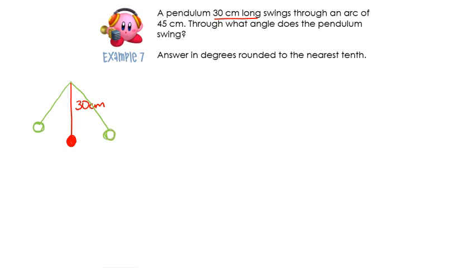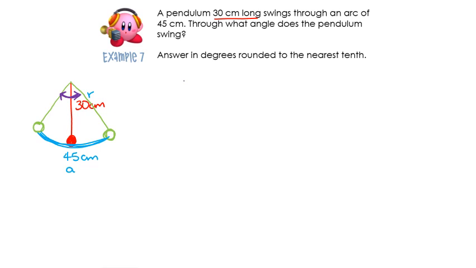So the arc that's going to be traced out by that pendulum is going to be this blue line. This represents that outer edge of that circle. So let's say that that is 45 centimeters. If this is going to be the arc length, we can treat the 30 centimeters as our radius. Now what we're trying to find is the angle that's in between the furthest it swings on the right and the furthest it swings on the left.